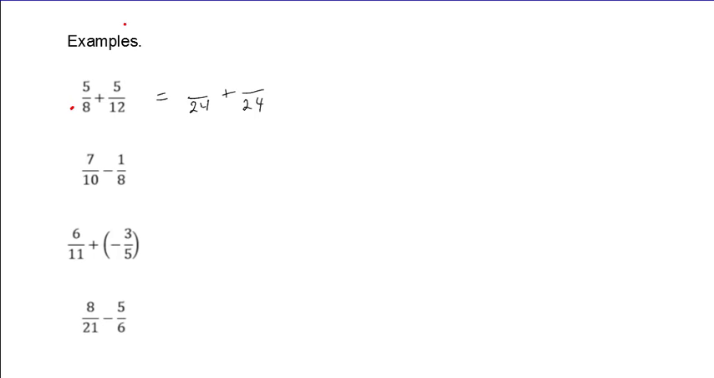So 8 times 3 is 24, and so 5 times 3 gives me 15 out of 24. And then 12 times 2 is 24. 5 times 2 is 10 out of 24. Okay, we are ready at long last to add these fractions now that they are divided up into the same number of parts. 15 plus 10 is 25 out of 24.